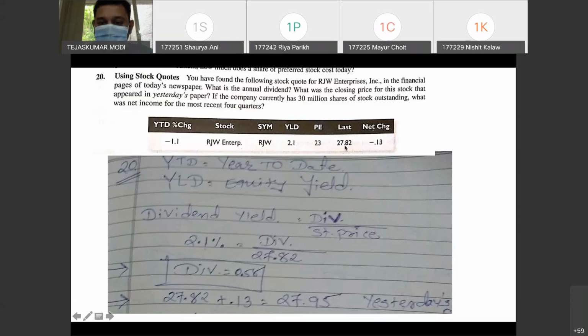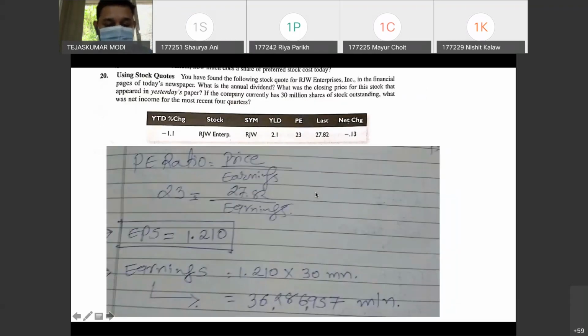So the last day, that is yesterday, it must have been 27.95 because it has reduced today by 0.13, minus 0.13, right? It has reduced. This is the information. If you decode this information and put it in the right formula, you should be able to figure out the answer.